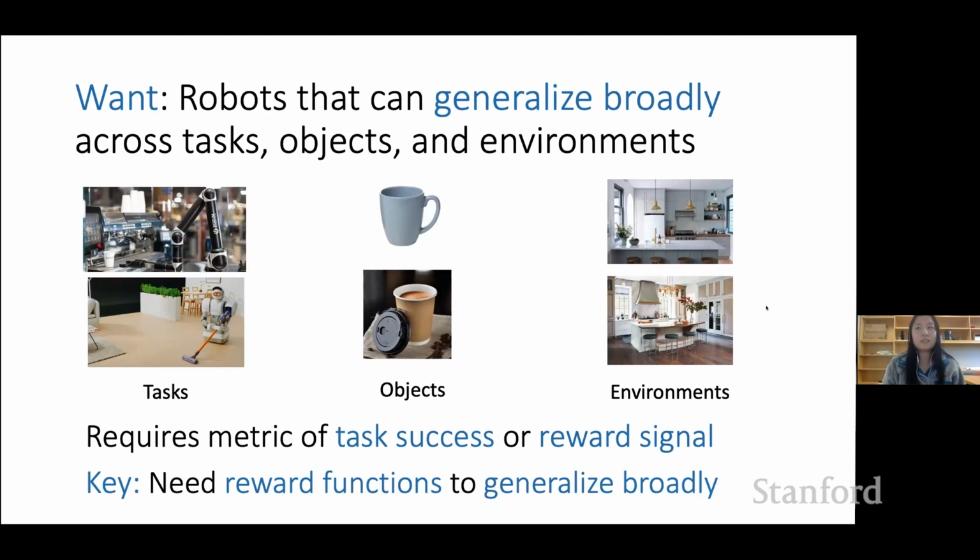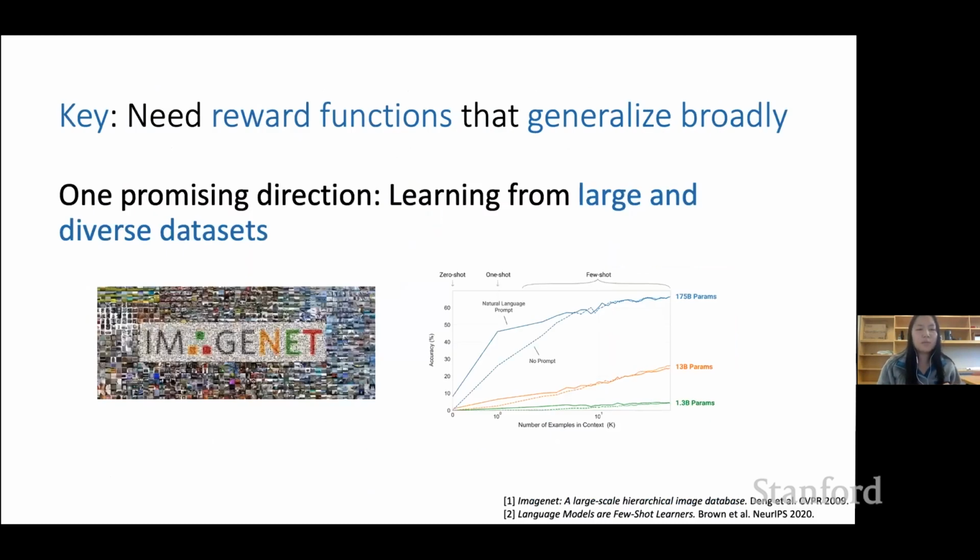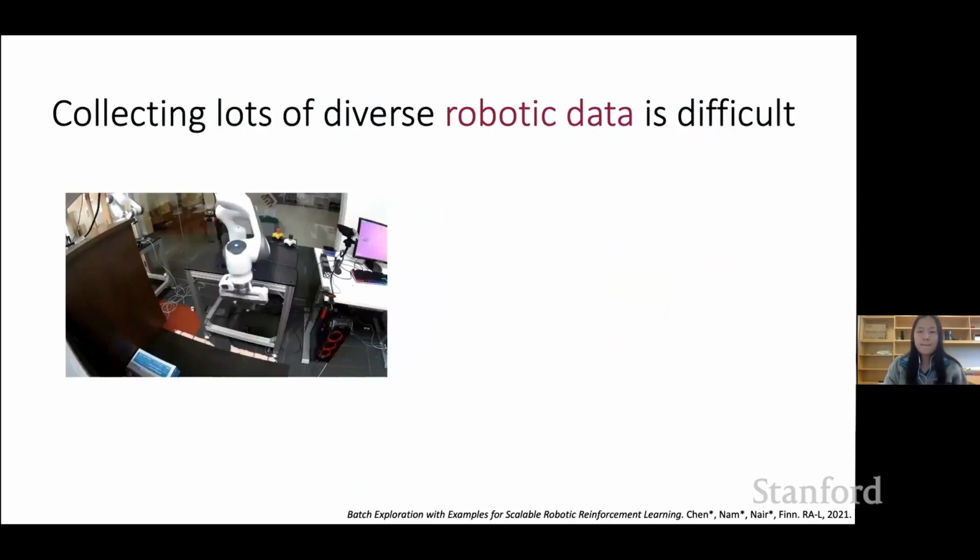We're particularly interested in reward functions that can generalize across varying environments and tasks, because otherwise we can't hope for our agents to be able to use them to learn general purpose policies. So a promising path towards this goal is to leverage large and diverse datasets, which we've seen have been important in achieving broader generalization capabilities in computer vision and NLP.